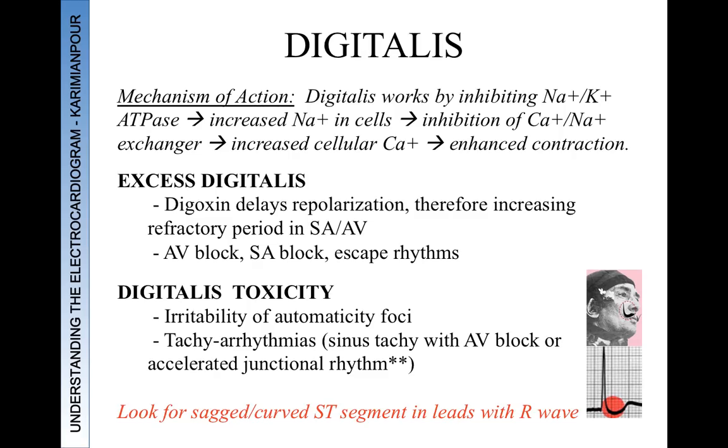But excessive digitalis can cause AV node blocks, sinoatrial node blocks, and escape rhythms to occur, and most commonly you'll see tachyarrhythmia, such as an accelerated junctional rhythm. That's the most common one, and then the oddball, which is the bidirectional ventricular tachycardia that I showed you an example of. And what you'll see on ECG is this ST segment depression and T-wave inversion that looks like the mustache of this guy here.